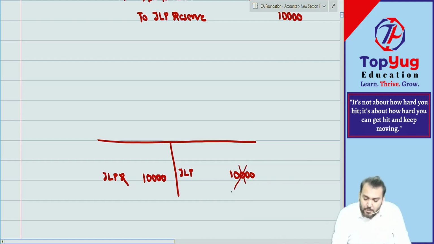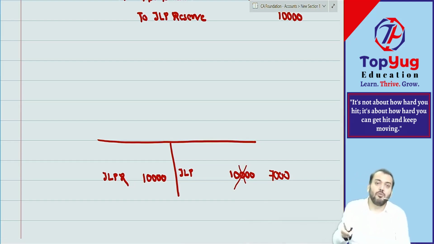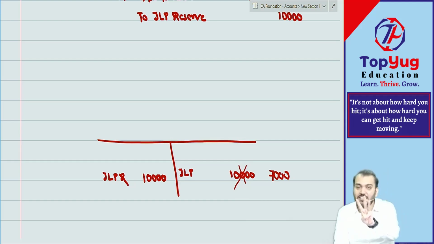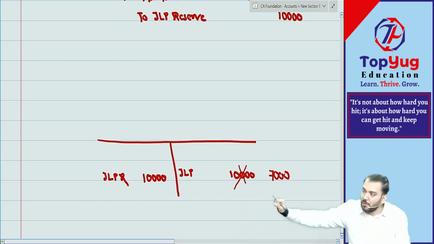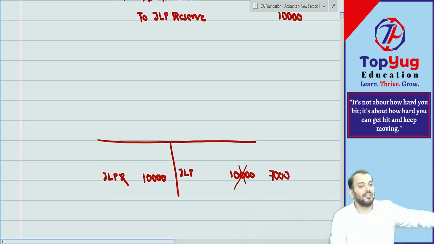But just try to understand. This is not the amount receivable at year end. The amount receivable is only 7,000, the surrender value. So can you say we should write off 3,000? So one more journal entry will be done. JLP reserve will also be reduced, and JLP account will also be reduced by 3,000 to make it equal to surrender value. So the amount receivable will be 7,000, and that belongs to partners by way of JLP reserve. I hope you understood a little.